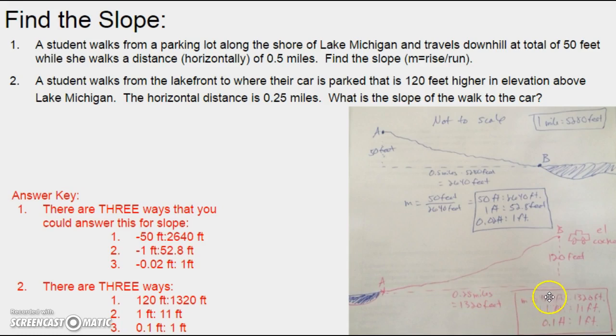So now I have a ratio, 120 feet up, a positive value, for 1,320 feet run. I can divide both sides by 120 feet. I get 1 foot per 11 feet. And I can divide both of these by 11 to find 0.1 feet of rise for every 1 foot of run. And that is how you solve the math for our exam tomorrow.